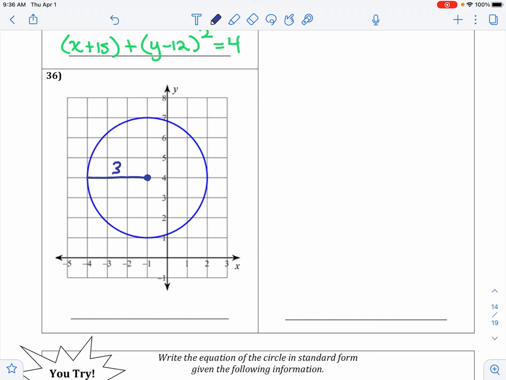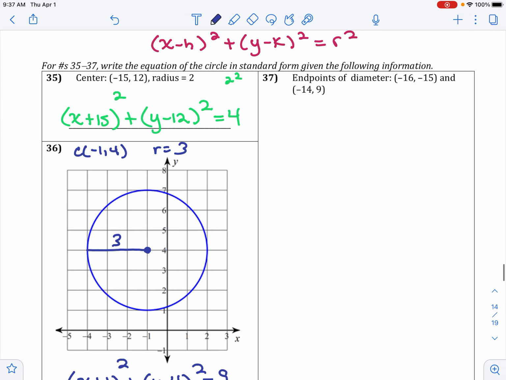So now we have our radius of 3, and we have our center. Okay, so let's just write that down first. So we know our center is actually at negative 1, positive 4, and then we know our radius is 3. So now we should be able to write our equation. So x minus negative 1 is actually x plus 1 squared, and y minus 4 is y minus 4 squared equals 3 squared, which is 9. And there's our equation. So not too bad for those two.